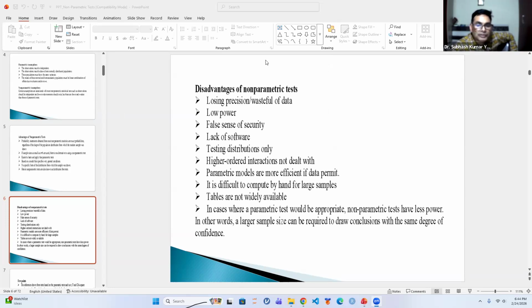In other words, a larger sample size can be required to draw a conclusion with the same degree of confidence, because there we require more and more data, or a larger sample size, to get a clear decision and clear interpretation of the test under consideration.